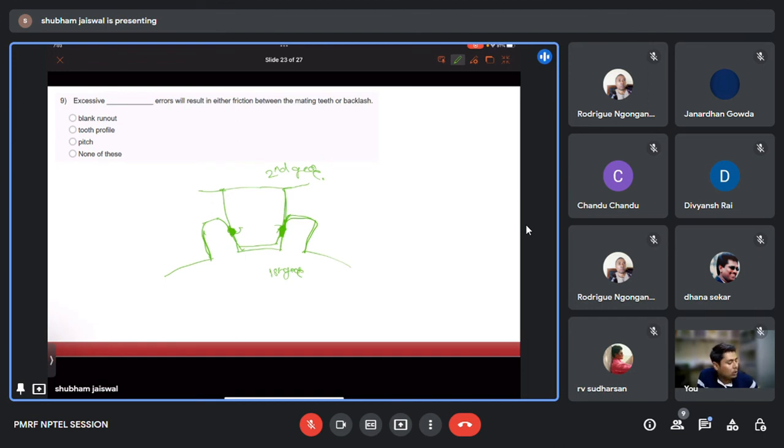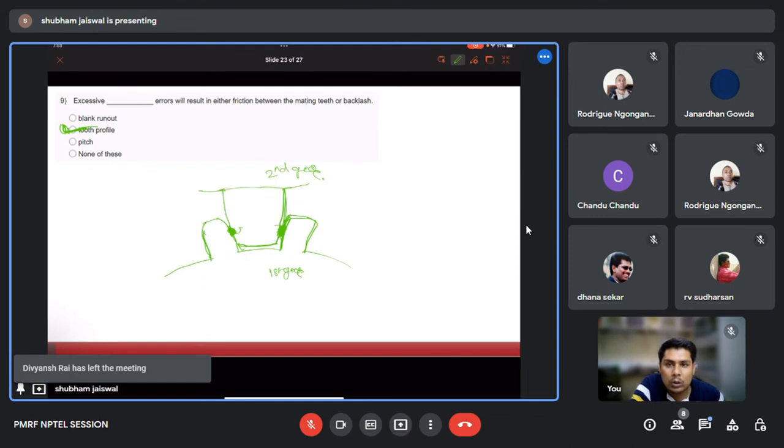Okay. So the error in the tooth profile causes the friction between the mating teeth. If the tooth profile is not correct, means some deviation from the standard or ideal tooth profile, the desired tooth profile, and some error or deviation in the tooth profile, so this will result in the excessive friction or wear and tear of the gear.